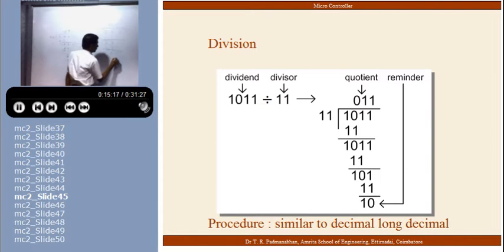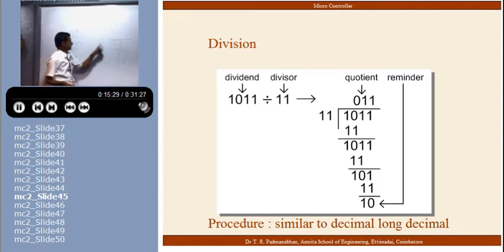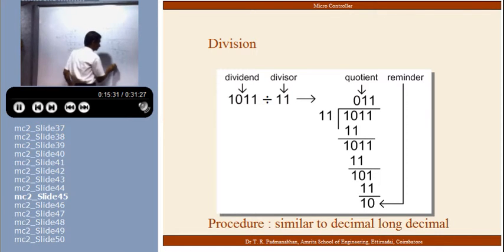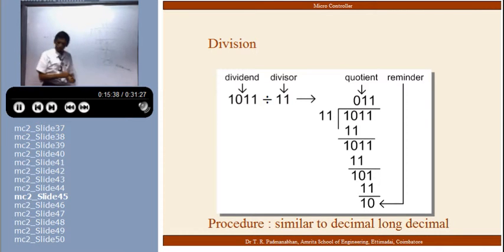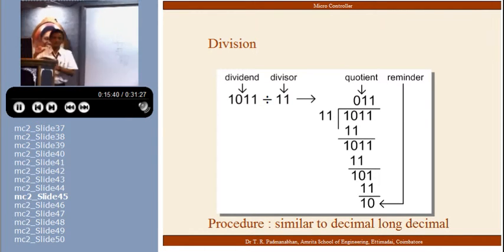Again, I put 1, 1, 0, 1, 0 minus 1 is 1, 1. This is less than this. So this is a remainder. That's the quotient. Thank God you have got the same answer.